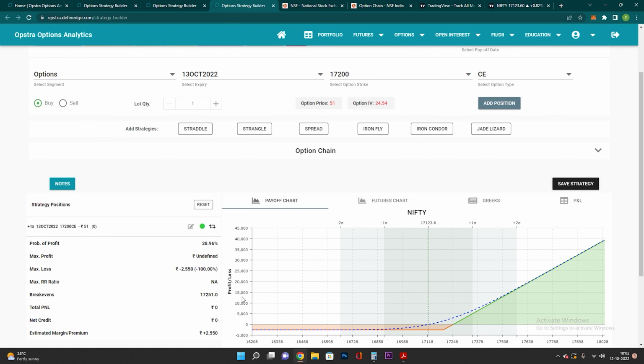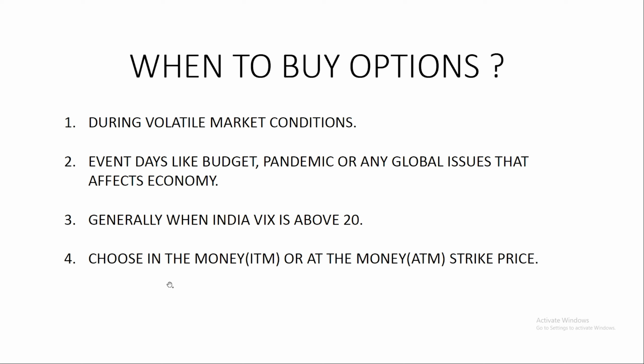So when you choose a strike price away from the spot price, you will tend to have a very low probability of winning. The break-even points will be extended. So option buyers have to prefer in the money or at the money strike prices. These are very important.